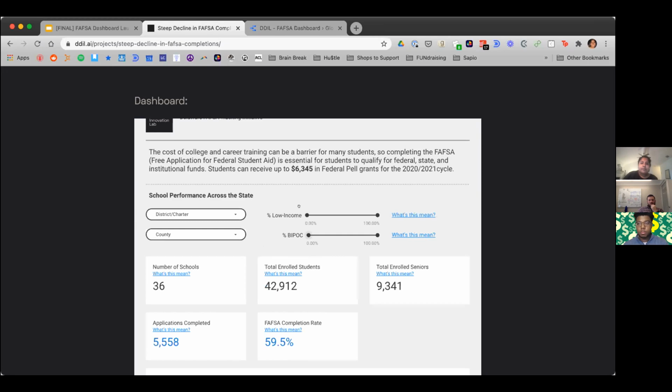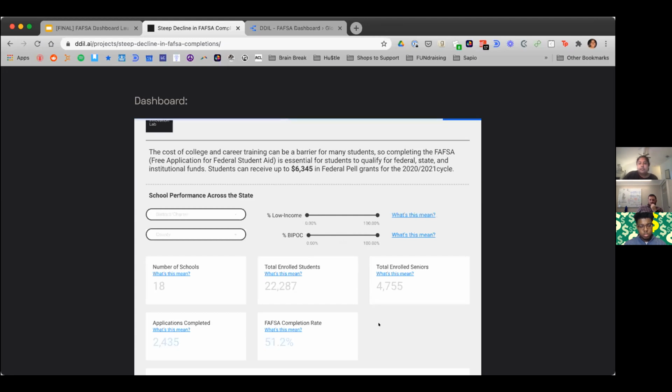So for example, if we wanted to look at schools that were 50% or more low income, we'll see that, not sure why it's not working. Okay, well, we'll do 50% or more BIPOC. Okay, so as we can see, schools that are 50% or more BIPOC had a lower FAFSA completion rate compared to the state average, which was 59.5%.